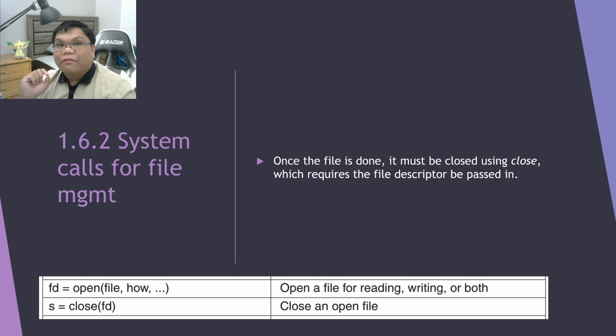Once we're done reading or writing a file, we have to close it. So there's another system call for that. We pass in the same file descriptor as we had before. So we open a file, we get a file descriptor, we can do stuff with it, we can read, we can write. And when we're done, we have to close it, and we have to specify what file to close.